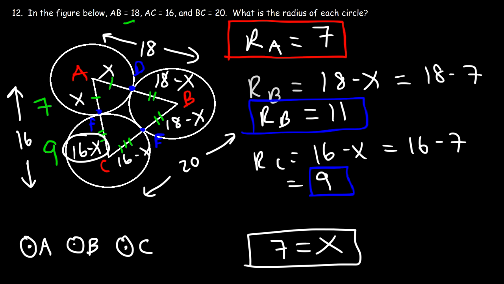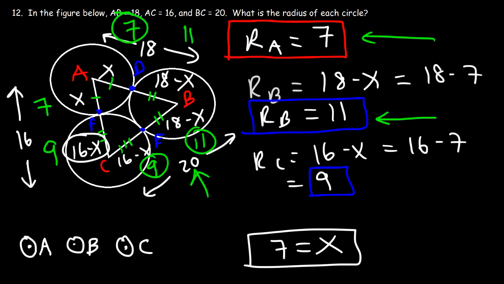So for A and B, this is 7. The radius of circle B is 11. 7 plus 11 adds up to 18. Now for BC, the radius of circle B is 11, and for C it's 9. 9 plus 11 adds up to 20. So we know that these answers are indeed correct.